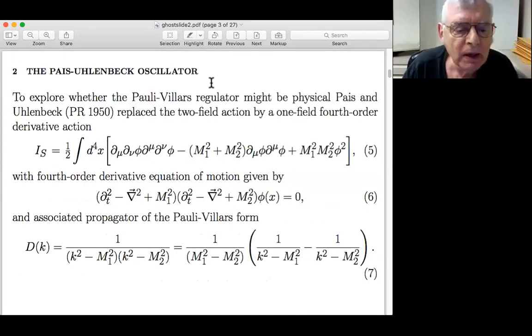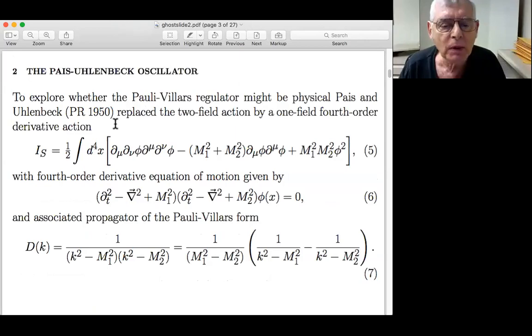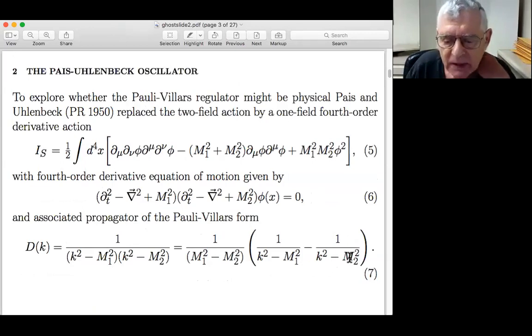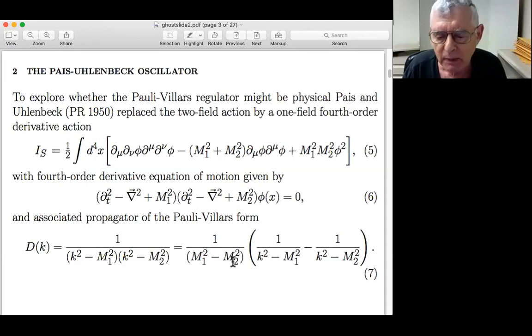Now, in 1950, Pais and Uhlenbeck asked the question, well, could in fact this theory be physical after all? And they replaced the two-field action by a one-field fourth-order derivative action, which is of this form here with the fourth derivative, equation of motion given by six, and propagator given by 1 over k squared minus m1 squared minus 1 over k squared minus m2 squared, which you can write in partial fractions to have exactly the Pauli-Villars form multiplied by this factor, 1 over m1 squared minus m2 squared. So they said, look, we can get this same propagator from a fourth order theory.